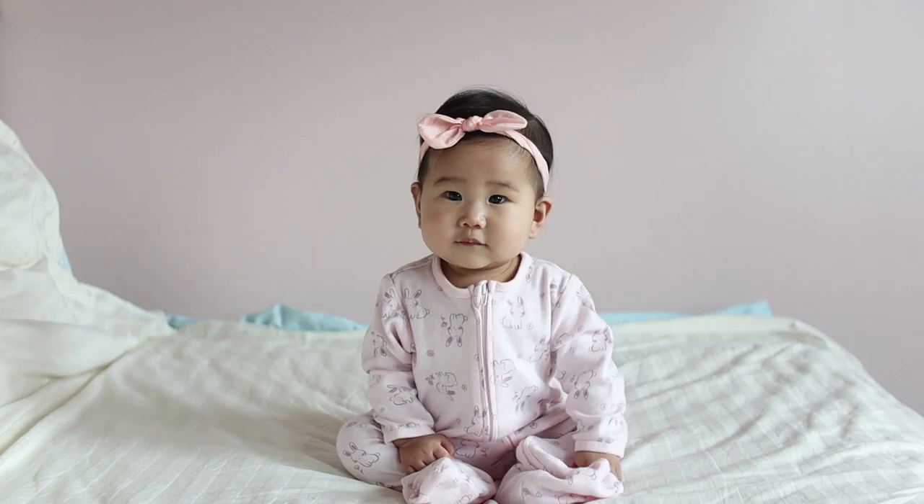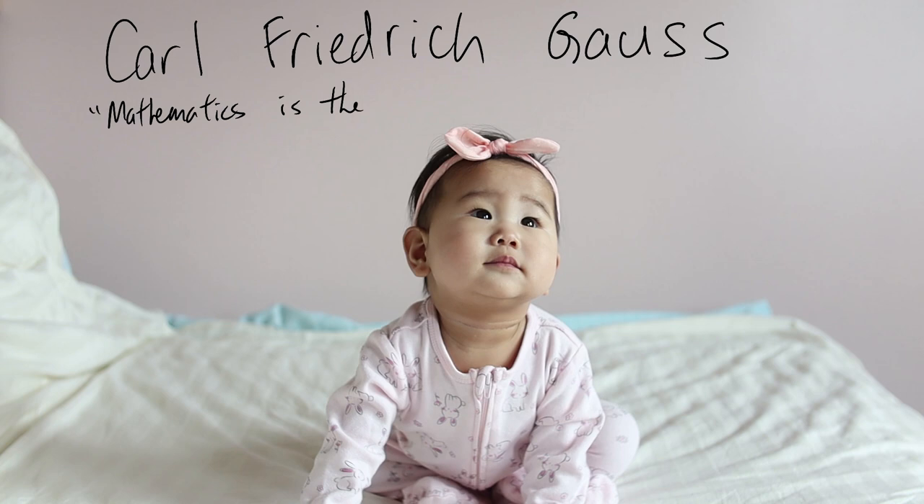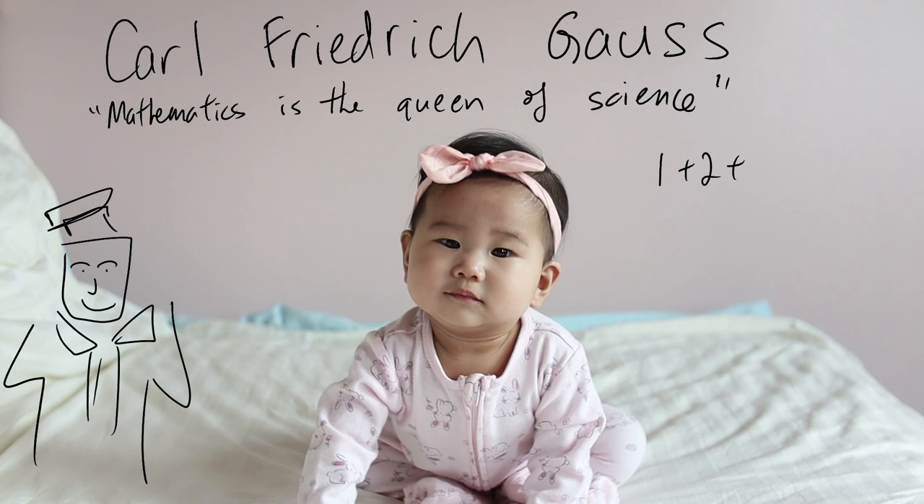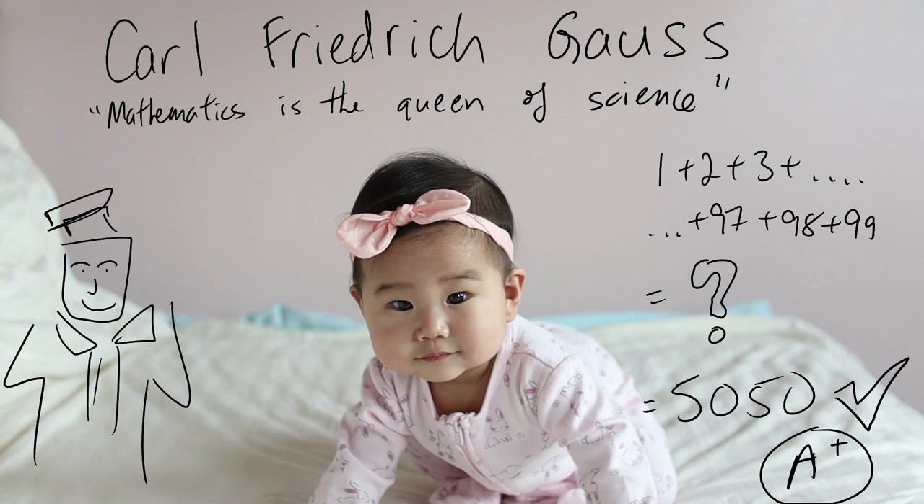There once was a boy named Carl Gauss. His teacher tried to keep all the kids busy one afternoon by having them find the answer to the sum of 1 to 100. Carl found the answer in less time than it would take to eat a cookie.